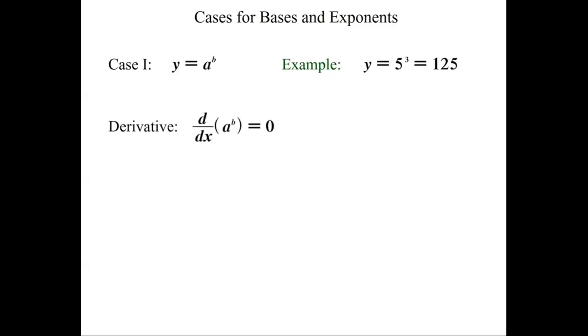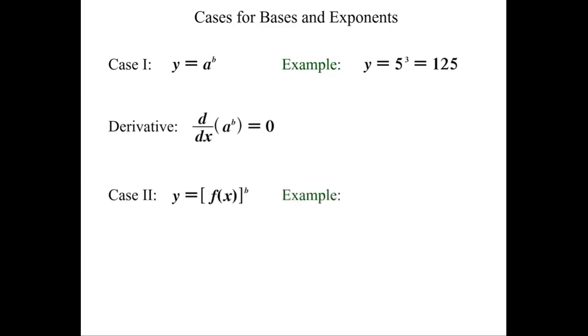As a result, the function simplifies into a constant. An example of this function is the expression y equals 5 raised to the power of 3, which simplifies to 125. As a consequence, the derivatives of these functions are equal to 0. In the second case, the base is formed by a function, and the exponent is a constant.